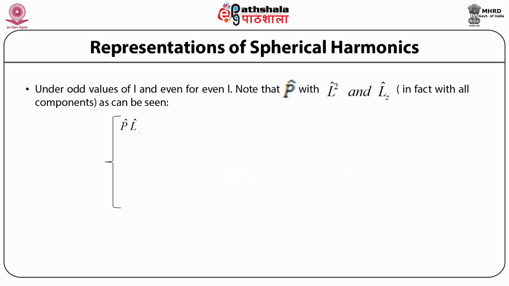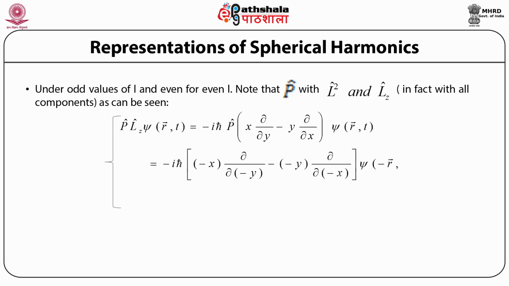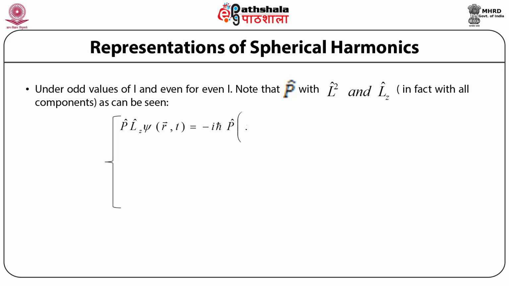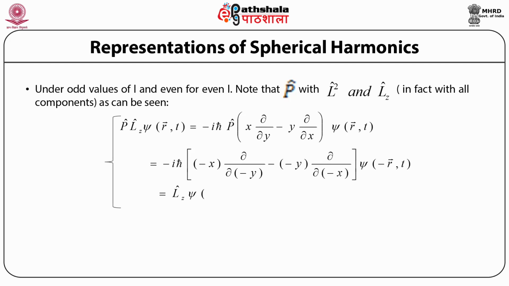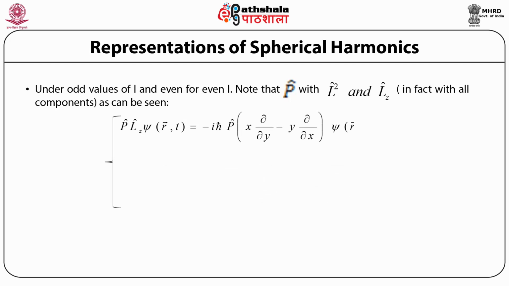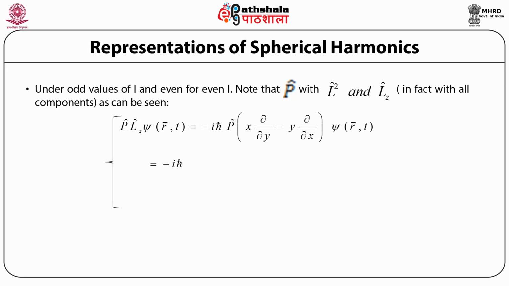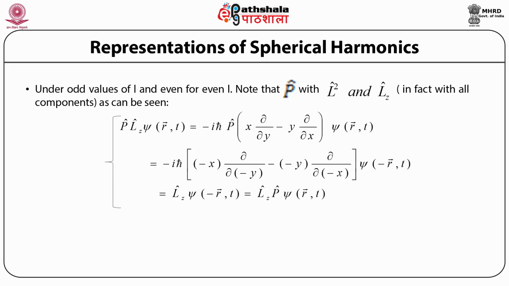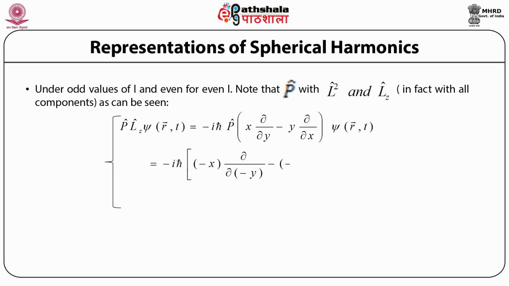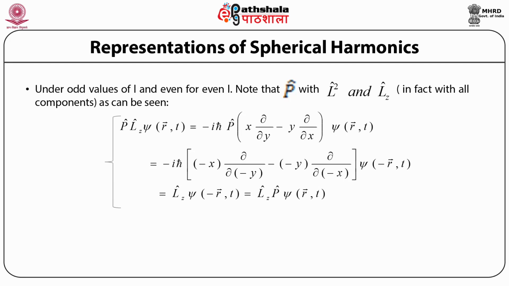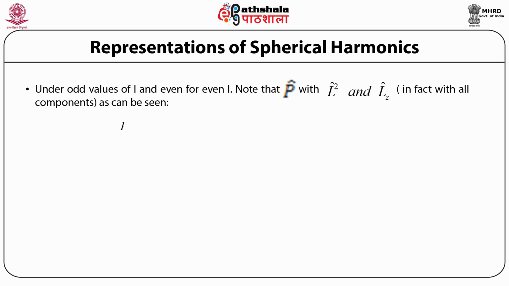This parity will correspondingly be taken by the spherical harmonic Y_lm. It is important to note that the operator P with operator L squared and Lz, in fact with all components, can be seen as operator P acting on operator Lz acting on the wave function psi(r, t) equal to minus iota h cross, operator P acting on (x del by del y minus y del by del x) times psi(r, t), where vector r is the position or the radial vector and t is the time component.